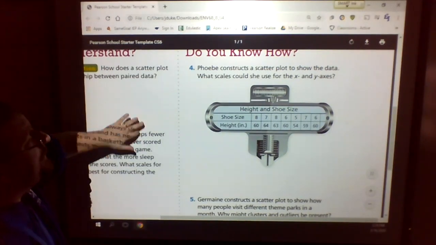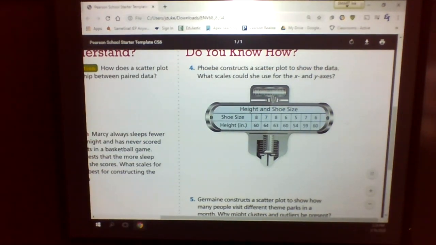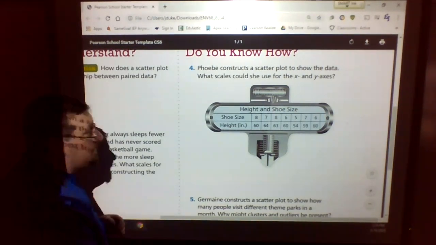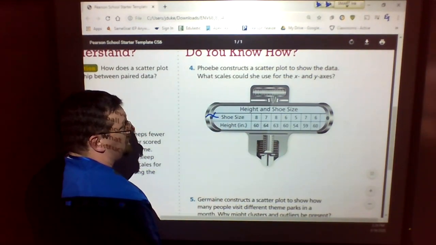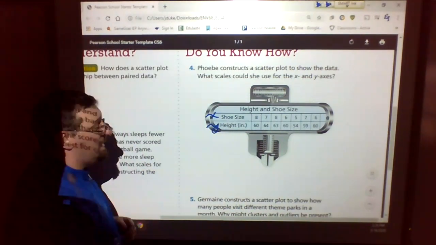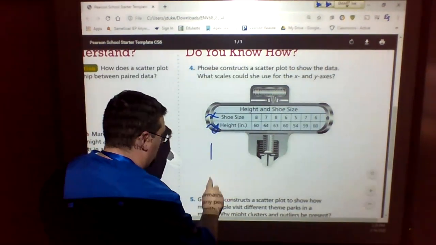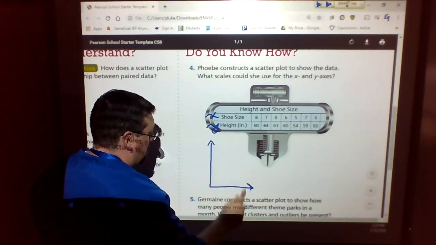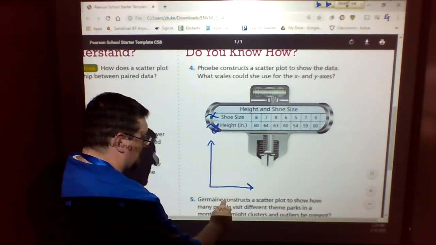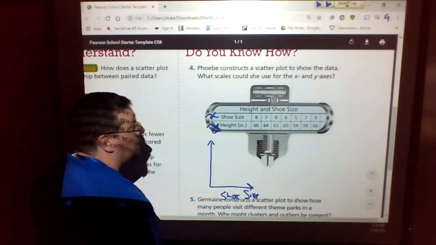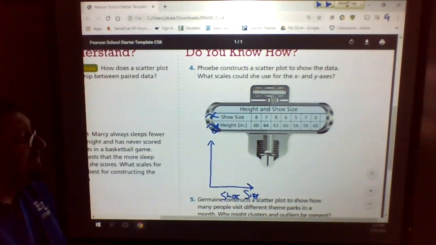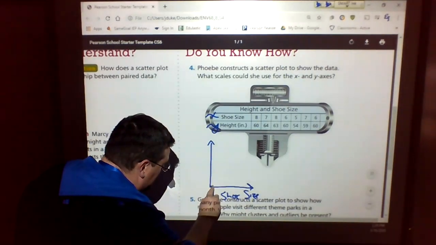Phoebe constructs a scatter plot to show the data. What scales could she use for the y and x axes? Our input is shoe size. Our output is height. My x-axis down here is going to be my shoe size. My smallest number is 5. My biggest number is 8. So I'm going to do a little trick here. I'm going to break the axis.